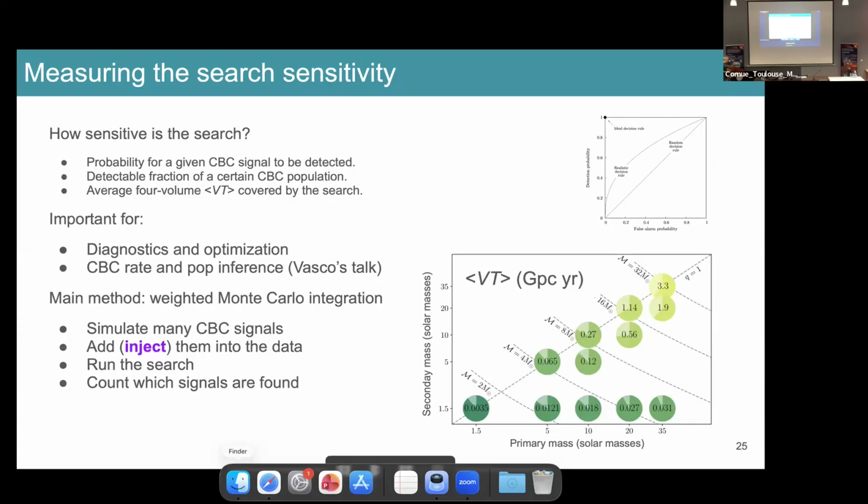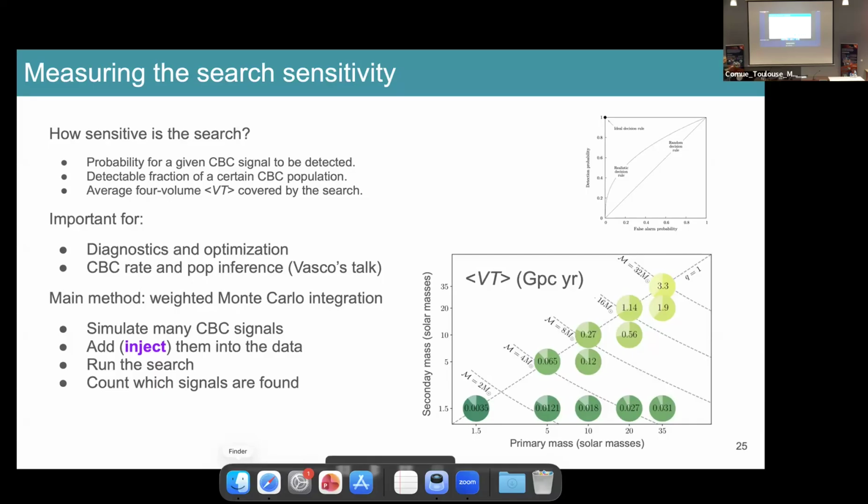Yeah, I can talk a little bit about another thing which is important, which is measuring the sensitivity of the search. So basically, with the false alarm rate, we now control the probability of making a false detection. So that's now under control. But we still have the detection probability.